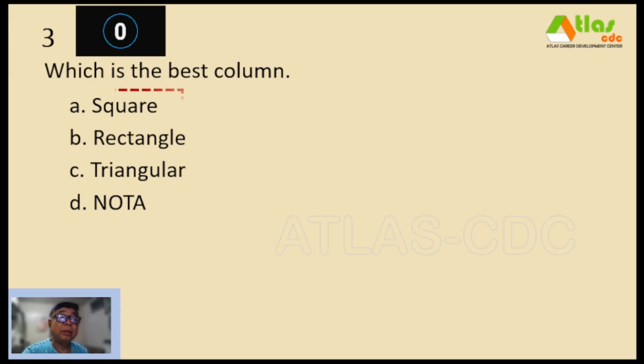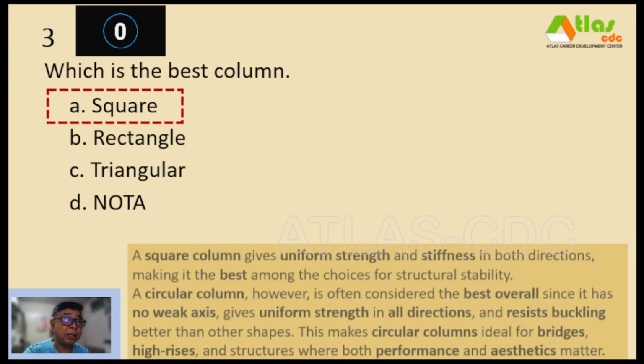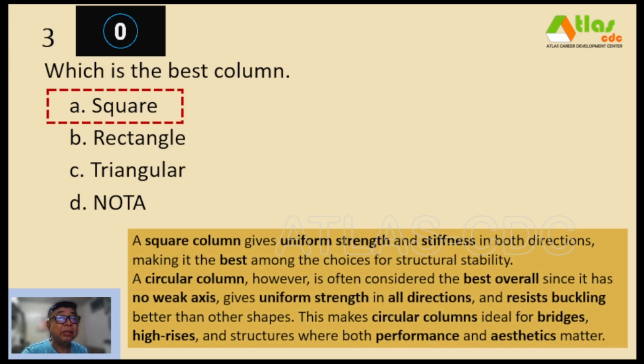And the best answer is letter A, square. So a square column gives uniform strength and stiffness in both directions, making it the best among the choices for structural stability. A circular column, however, is often considered the best overall since it has no weak axis, gives uniform strength in all directions, and resists buckling better than other shapes. This makes circular columns ideal for bridges, high-rises, and structures where both performance and aesthetics matter.